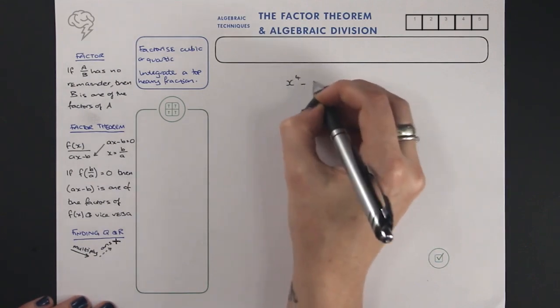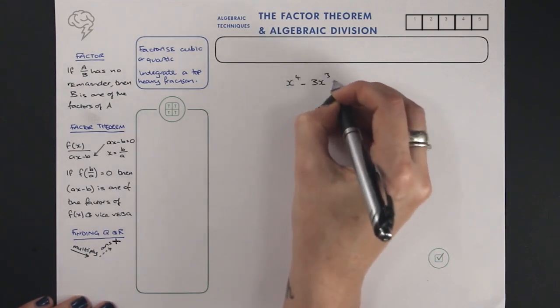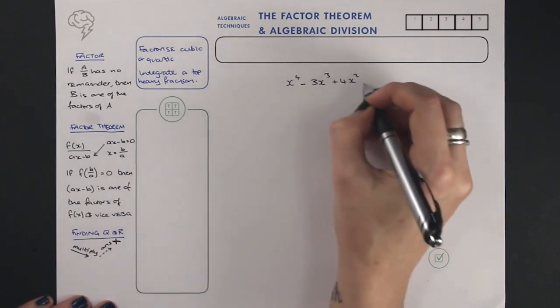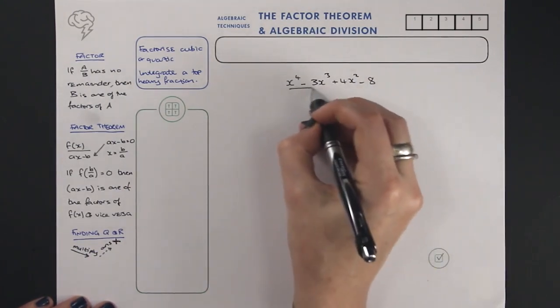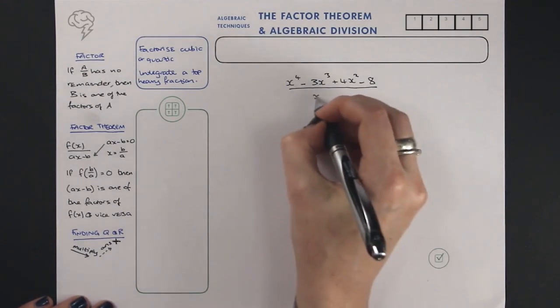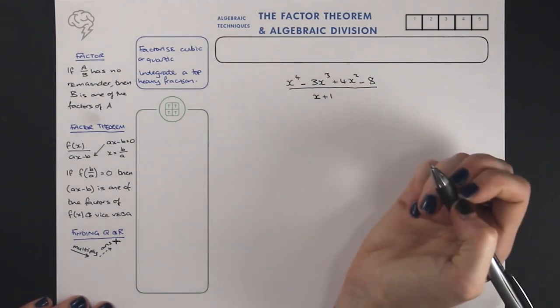So before we look at a particular question, let's look at the general situation that we are considering here. I'm going to consider a quartic, but it could be a cubic, it could even be a quadratic, to be honest. It could be anything polynomial. And we're going to be dividing that by something linear, and I'm going to use x plus 1.